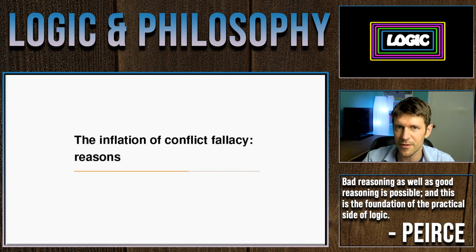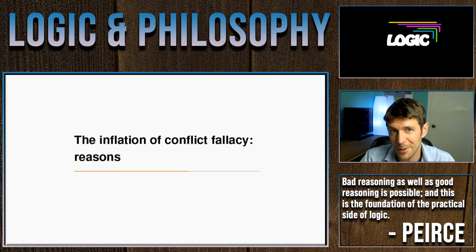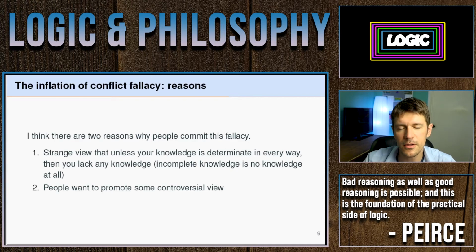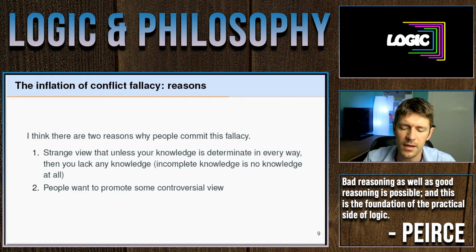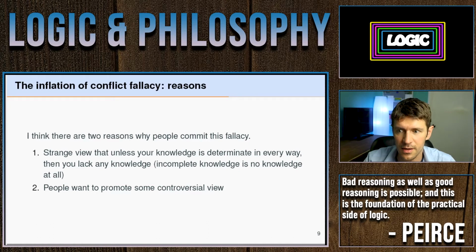So now that we've described the fallacy, talked about its form, and went through some examples, let's speculate a little bit about why people might commit this fallacy. I think there's two reasons in particular why people might commit the inflation of conflict fallacy. The first is that they hold this kind of strange view that in order to have knowledge in a subject matter, there needs to be agreement upon every single issue in that subject matter. Another way of putting it is that unless knowledge is determinate in every possible way, then you lack knowledge. You might put this as a kind of motto: incomplete knowledge is no knowledge at all.